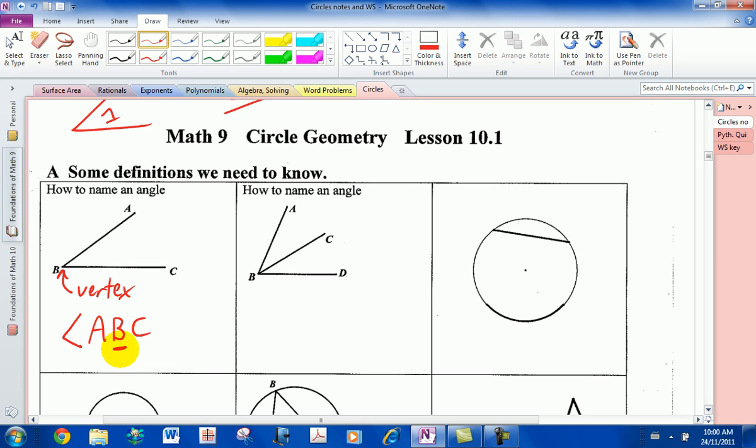If you look at the next example, how to name an angle, we have 3 angles there. What's the very top angle that we have? Angle ABC. Plus we have an angle that's on the bottom. What's the bottom angle?